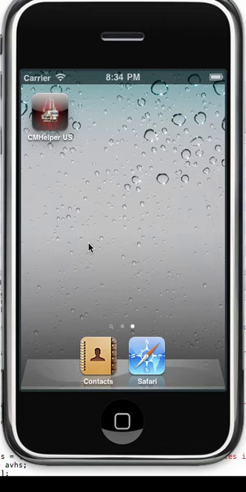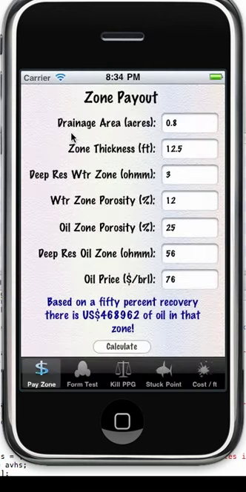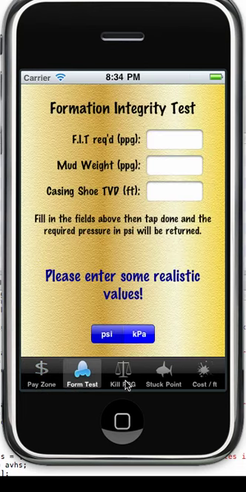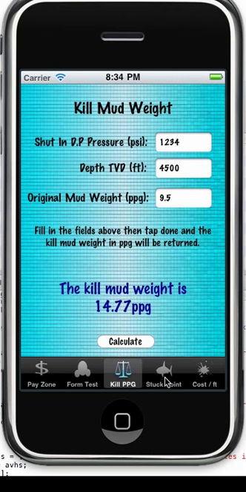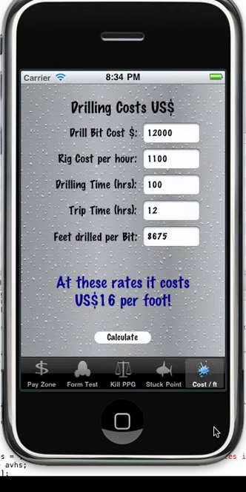Hello and welcome to the demonstration of the Company Man's Little Helper built for the USA. You can see the different functionality that this application has. We have a zone payout, formation integrity test, kill mud weight, drill pipe stuck point, and drilling cost per foot.